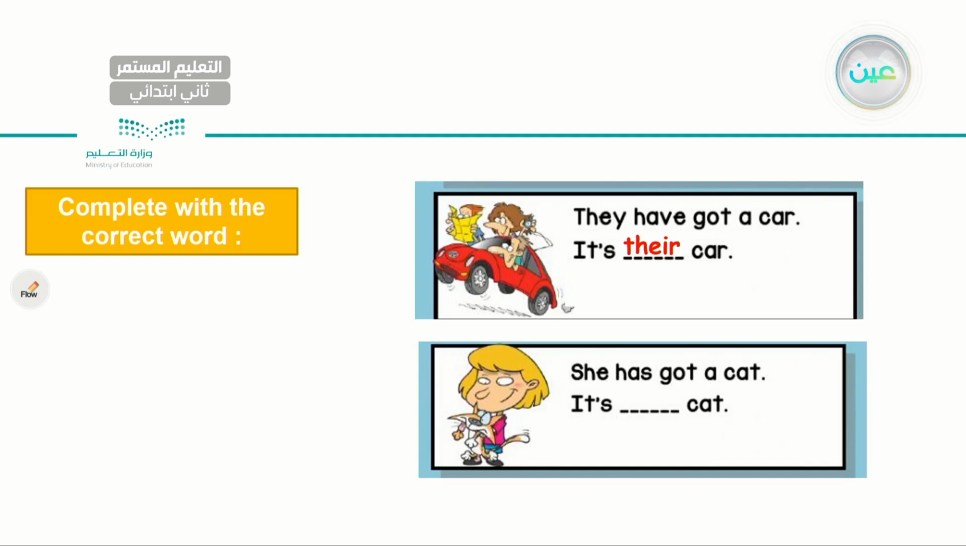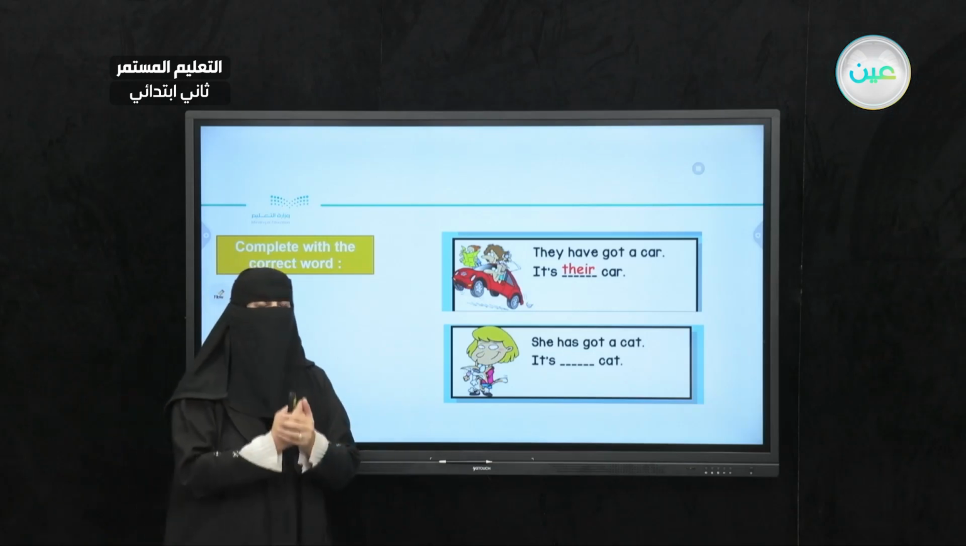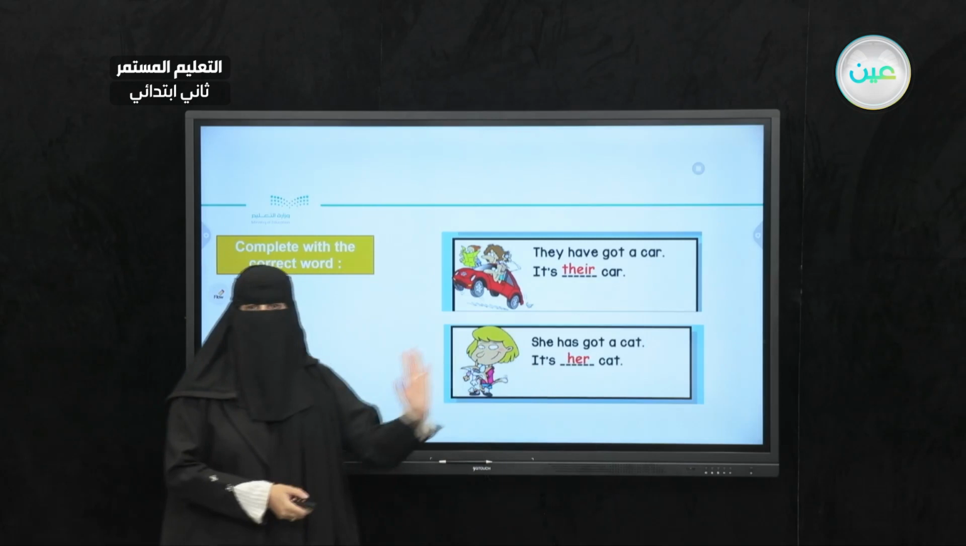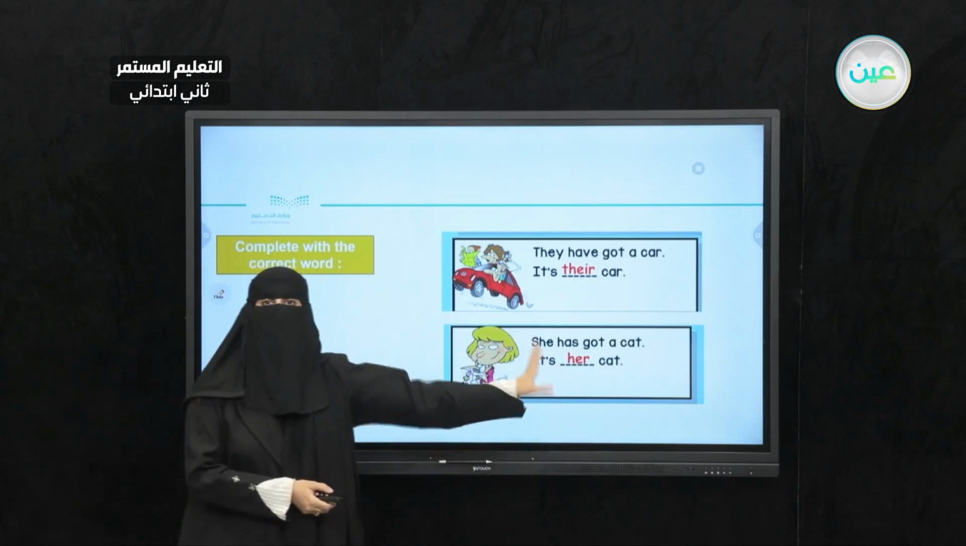She has got a cat. So here I have the personal pronoun she. She has got a cat. It is, what do you think? Can I say it is his cat? It is my cat? It is our cat? No, actually, it is her cat. It belongs to her, to the girl.